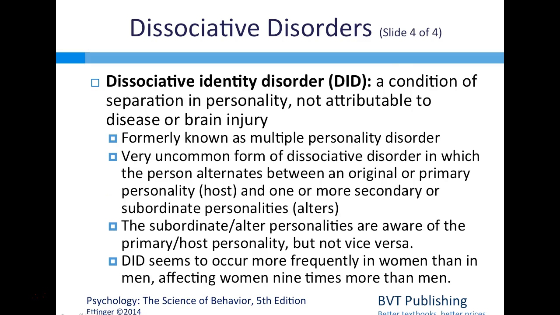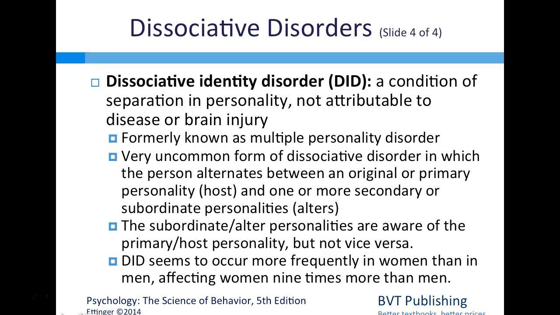Okay, then dissociative identity disorder is a condition of separation in personality not attributable to disease or brain injury. This is what was formerly known as multiple personality disorder, which I'm sure you've probably heard of. This is a highly uncommon form of dissociative disorder in which the person alternates between an original or primary personality, the host, and one or more secondary or subordinate personalities, the alters. The subordinate alter personalities are aware of the primary host personality, but not vice versa, okay? So the host personality is not aware of the subordinates.